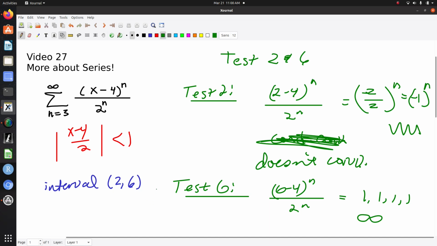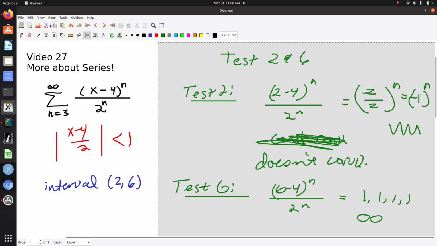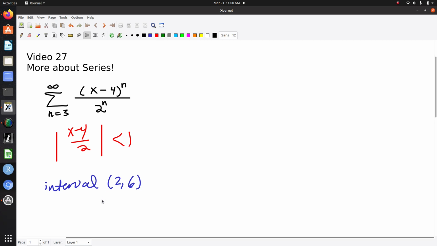And so we're okay to just say, here's our interval. We know that it actually doesn't converge at either endpoint. The 2 had a good fighting chance, but it still didn't even conditionally converge. Okay, so there we go.